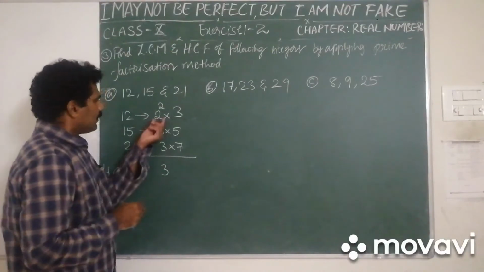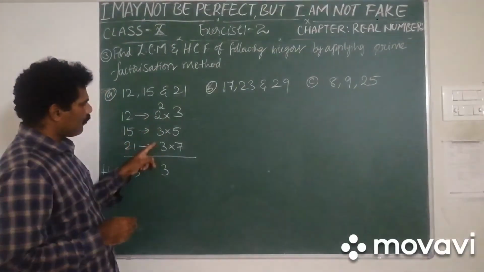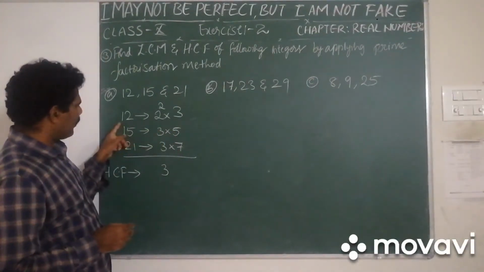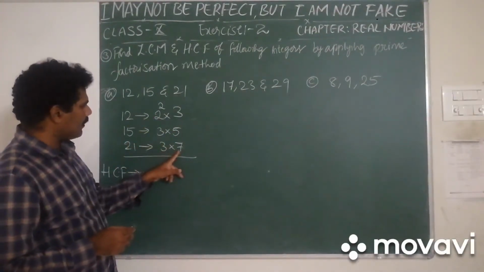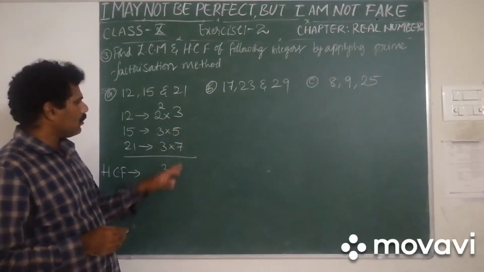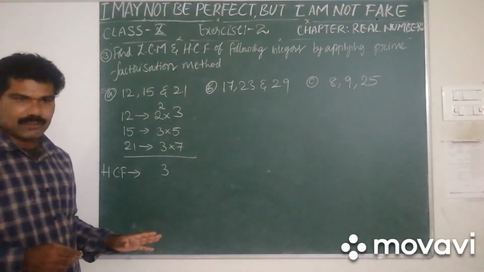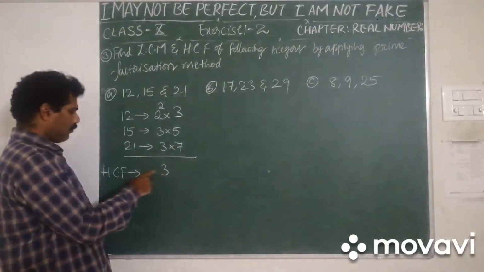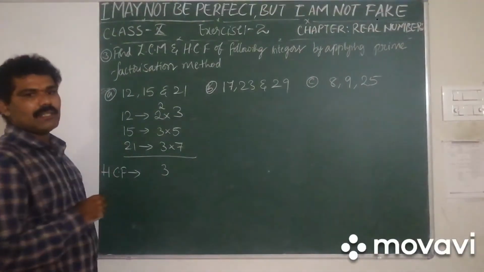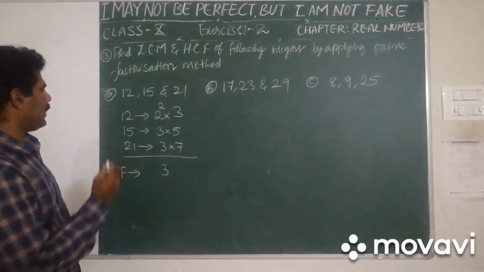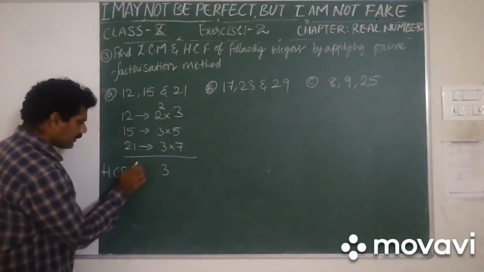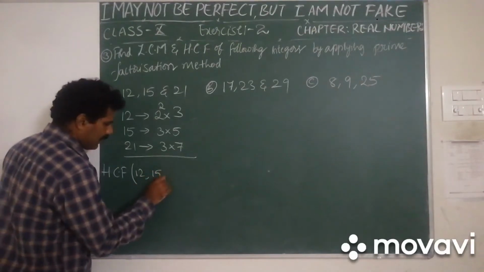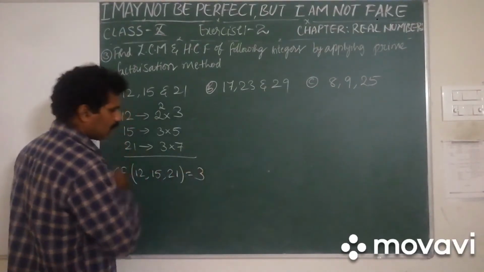And 2 square: 2 is not at all common for the 3 numbers 12, 15 and 21, and even 5 is not common for 12 and 21, and 7 is not there for 12 and 15. So 2, 5 and 7 are not common factors, so we are excluding them, only 3. Now 3 is the HCF of 12, 15 and 21. So now I can write here: HCF of 12, 15 and 21 is equal to 3.